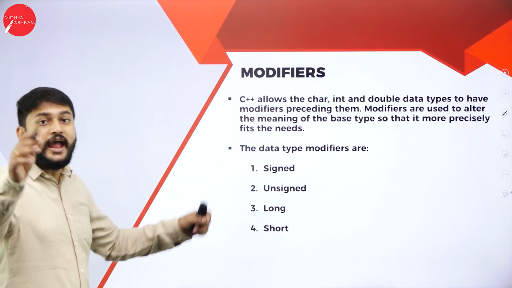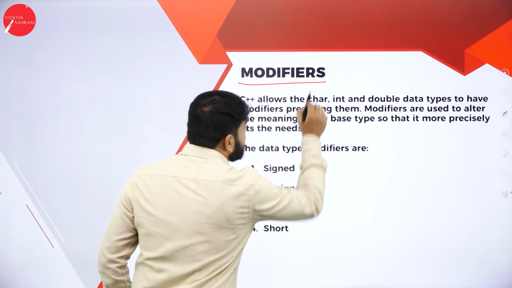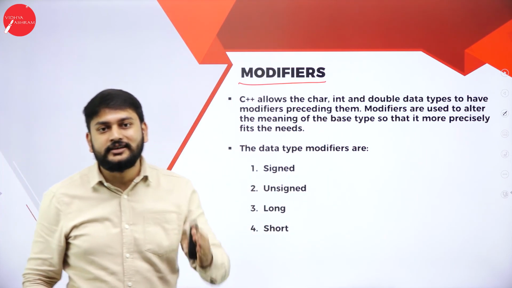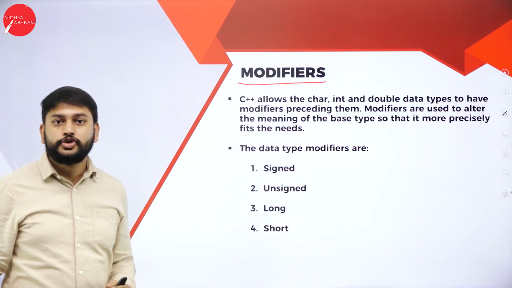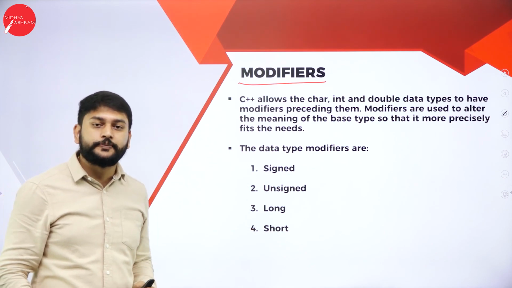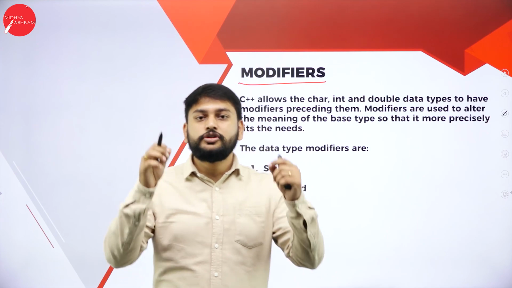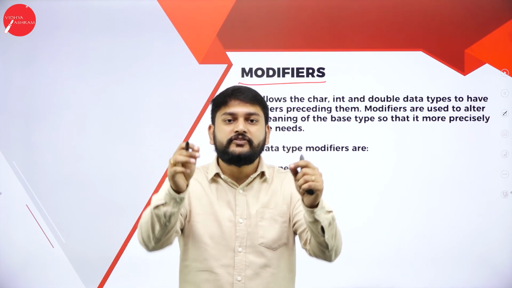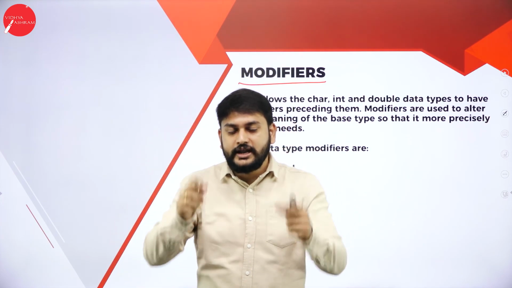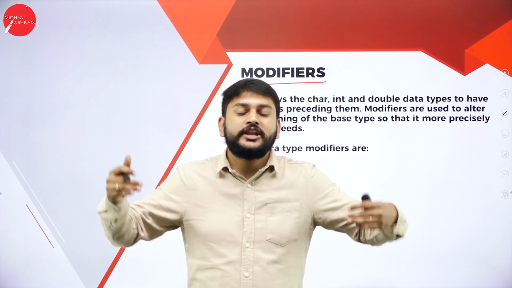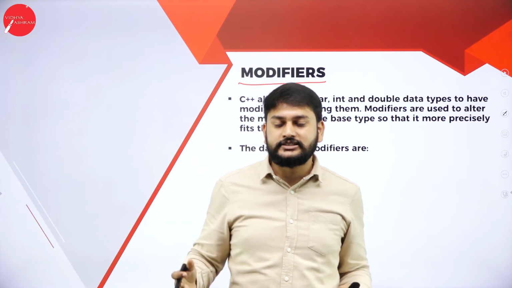So what is the next one? I have modifiers. Sir, I have all the different data types, right? Character, integer, and double. Before I explain this concept, let's take an example. If I go to a shop and ask for a shirt, he will give me so many shirts of different sizes.